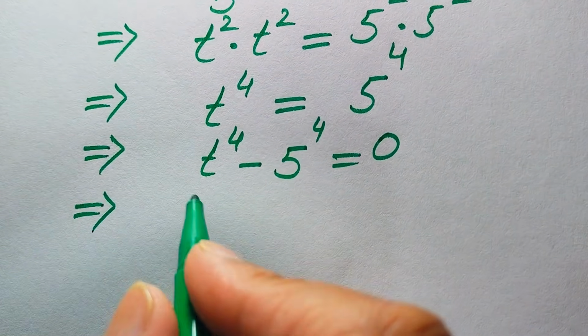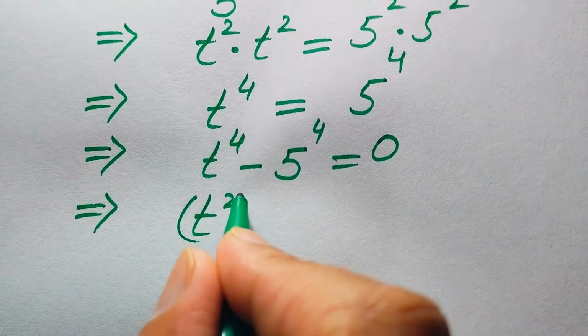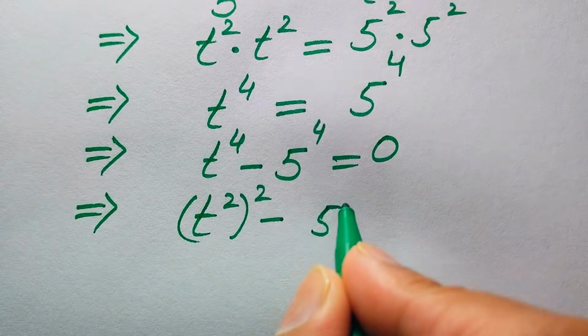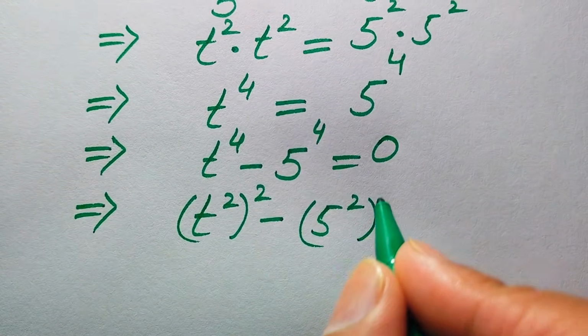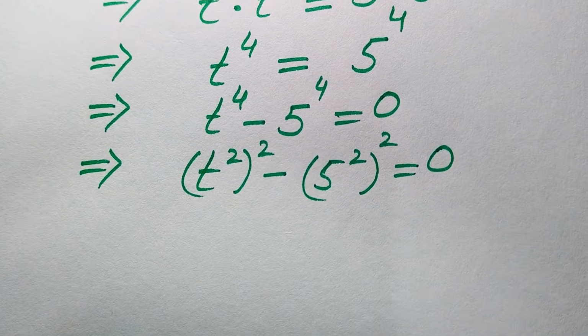And now in the next step we need to rewrite this equation. This is t to the power of 4, and we write it as t square and its whole square, minus this is 5 to the power of 4, and we write it as 5 square and its whole square, and this whole equation is equal to 0.